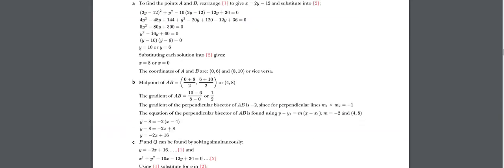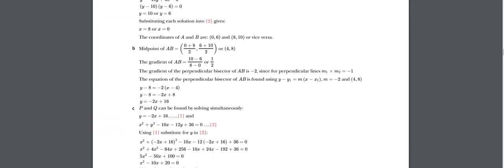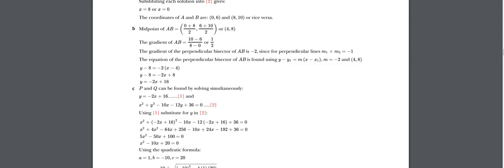So if we solve that simultaneously, we are going to have y is equal to -2x plus 16, call it equation 1, and the equation of the circle again. Substitute for y in the circle equation: x squared plus (-2x plus 16) squared minus 10x minus 12 open bracket -2x plus 16 close bracket plus 36 equals 0. Okay, so let's expand. If you expand this, you have x squared plus 4x squared minus 64x plus 256. Then we put down the -10x, minus 12, use the 12 to expand: 24x minus 192. That is 12 times 16, 192, plus 36 gives 0.